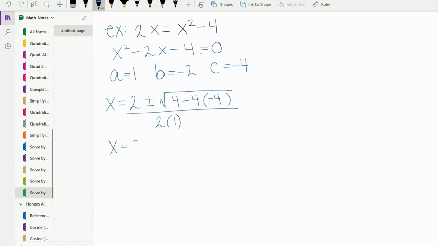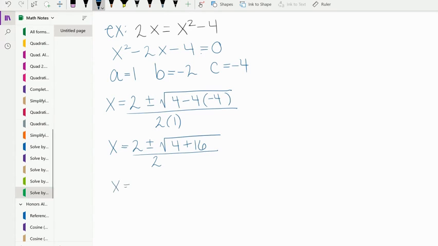So then we get x equals 2 plus or minus the square root of 4. And then we have minus 4 times negative 4. So let's think about that. Negative 4 times negative 4 is positive 16. What we don't want to do is, a lot of students want to say, okay, 4 minus 4 is 0, and 0 times negative 4 is 0. But that's not what we're doing. We're doing 4 minus the quantity of 4 times negative 4. Okay, so then this all is divided by 2, because 2 times 1 is 2.